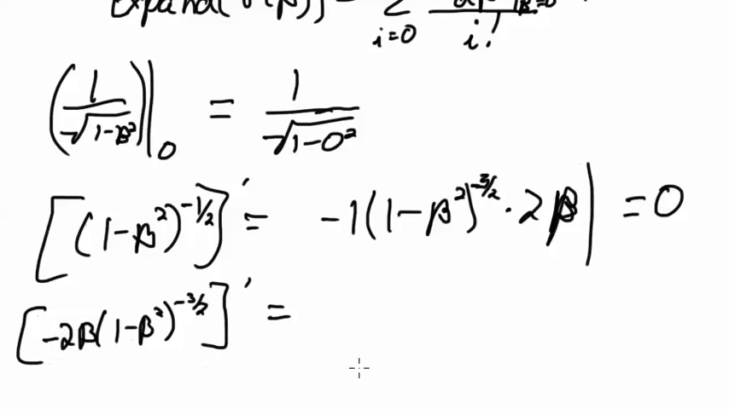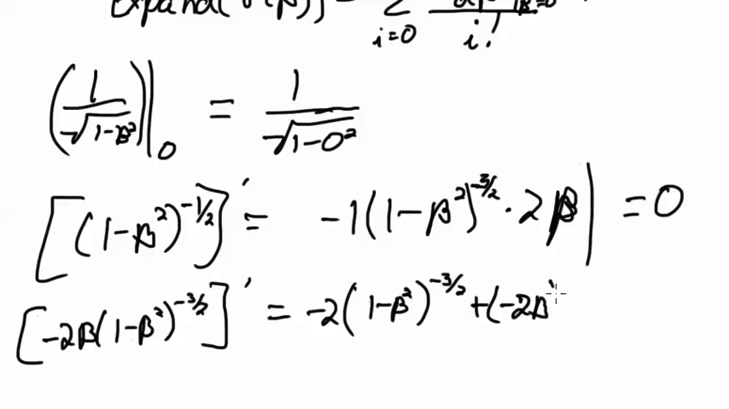The derivative of the first part here is just negative 2 times 1 minus beta squared to the negative 3/2, plus negative 2 beta times the derivative of the second part, which is negative 3/2 times 1 minus beta squared to the negative 5/2 times 2 beta.